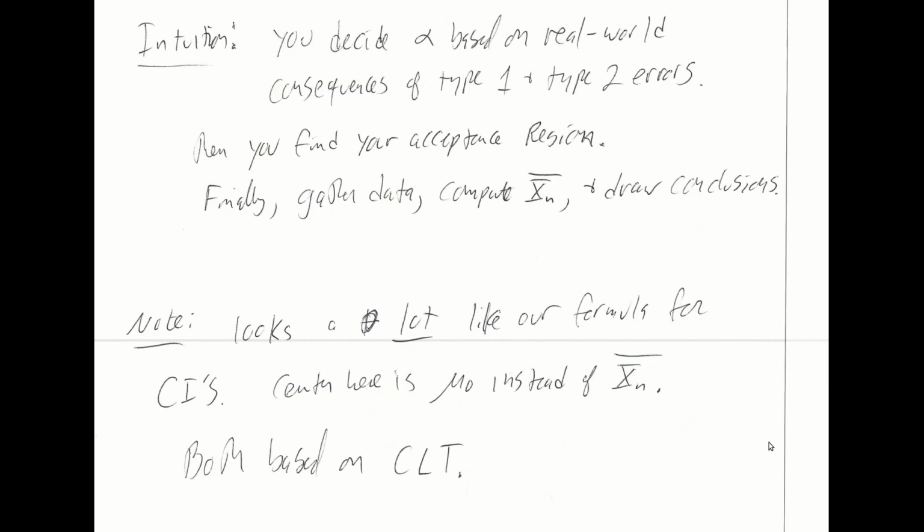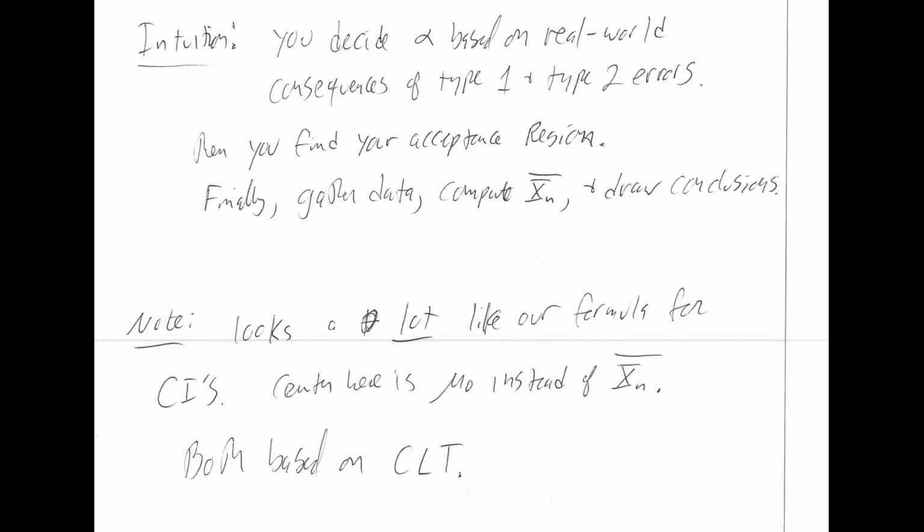So again, the big picture is that you decide alpha based on real-world considerations of the ramifications of a type 1 versus type 2 error. Once you've decided what level of likelihood of a type 1 error is acceptable, that dictates your critical values. That dictates what your acceptance region looks like. And you compute it using the methods that we've done here, including this final theorem.